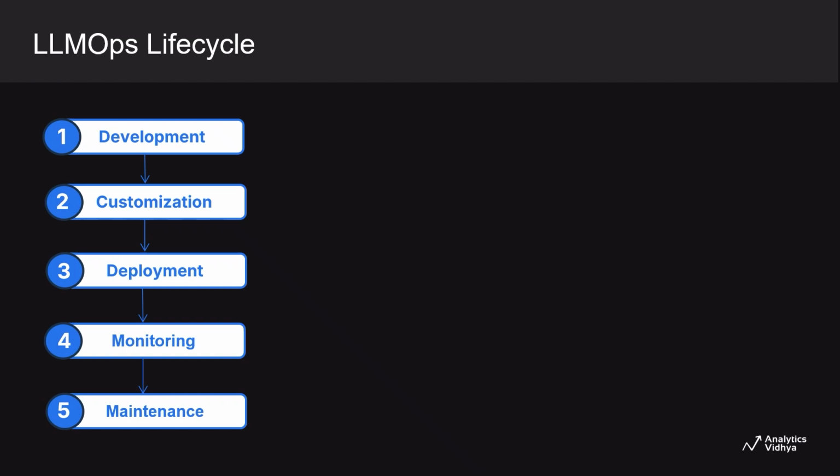At a high level, the life cycle looks like this: development, customization, deployment, monitoring, and maintenance. This structured life cycle explains why LLM Ops is critical. It ensures that LLM systems don't just launch, they continue to perform reliably, safely, and effectively over time.